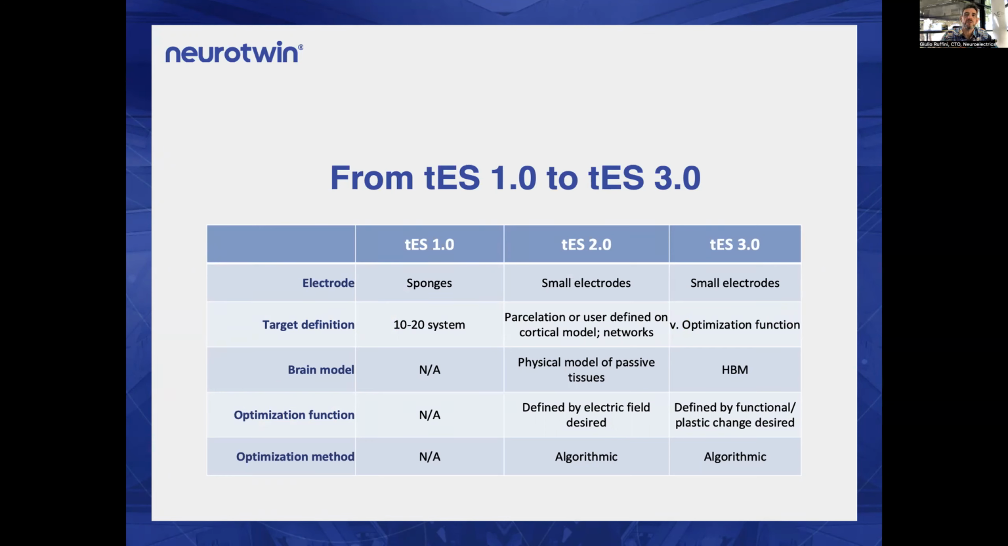In tES 3.0, this changes because we now not only have a model of the brain and of the physiology, but we also have to define a target in physiological language. So the target is no longer, I want an electric field here because I want to excite or inhibit this area, but perhaps I want to reduce the probability of seizures, or I want to increase gamma power in the prefrontal cortex. So these are different loss functions that have to be used in the optimization methods.